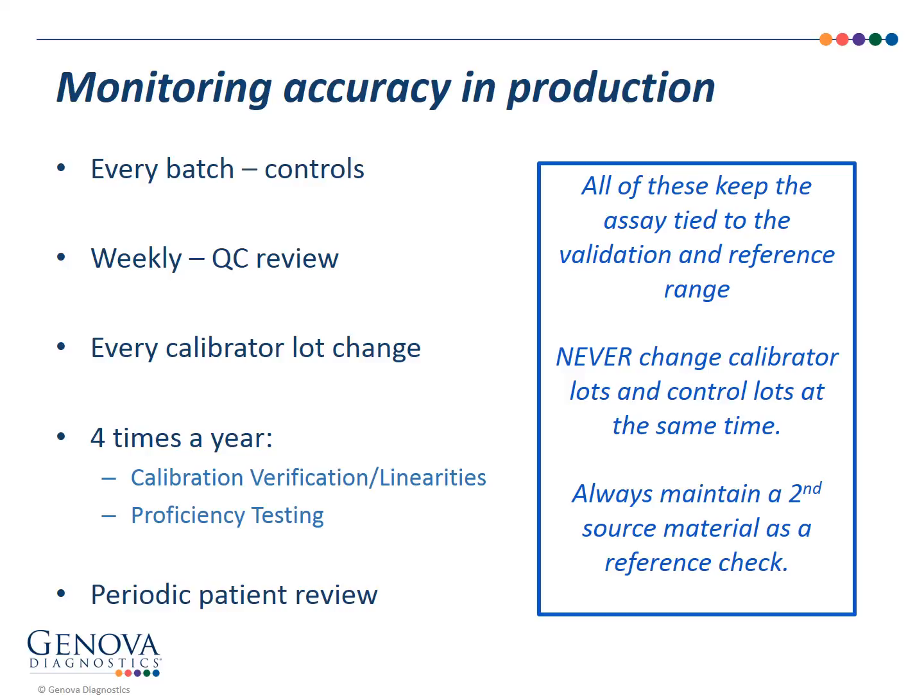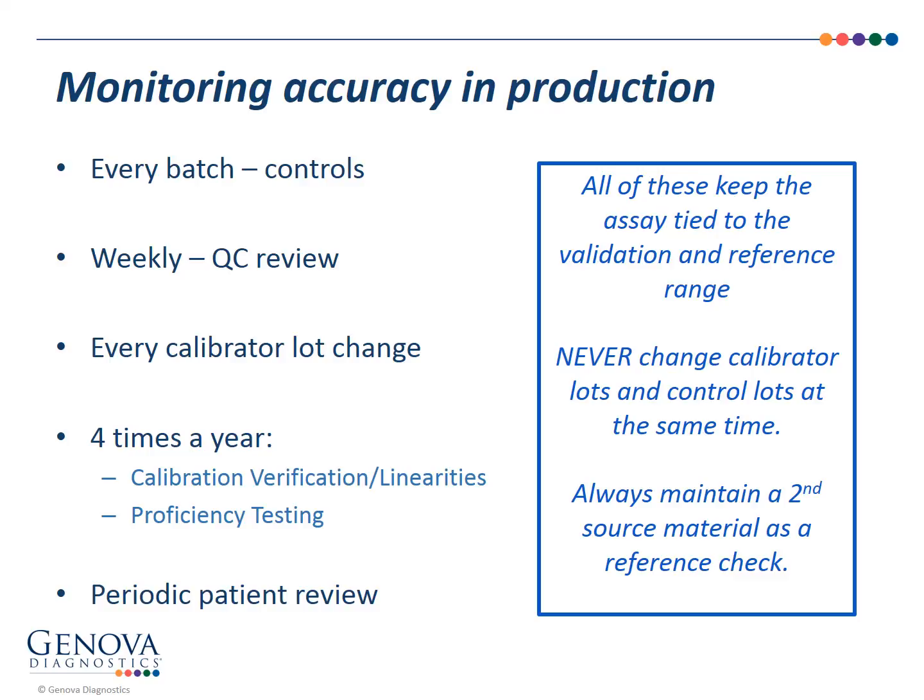So for that reason, never change calibrator lots and control lots at the same time. If you've got multiple controls, it's good practice to only change one control lot at a time. That way you've always got at least one tie back. You're not changing everything all at once. Because if you change all your calibrators and all your controls at the exact same time, then suddenly you've lost that tie and something could shift and you might not see it.